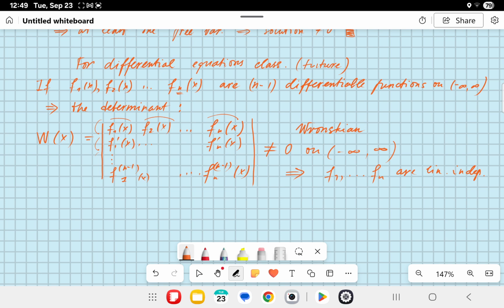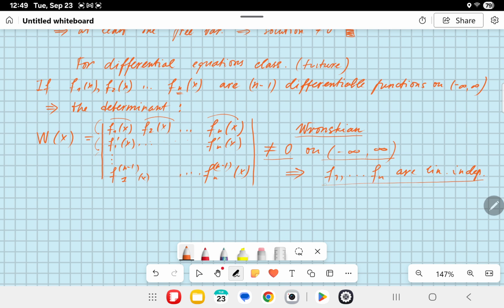And if you want to find out whether they're linearly dependent or independent, you can make up a determinant of the next shape. You place the functions in the first row. The second row you make out of derivatives of these functions, and continue with the second derivative, third derivative, until you reach the derivative n minus 1. And you make a determinant and calculate it. If this determinant, which is called the Wronskian, is not equal to 0 everywhere on the number line from negative infinity to positive infinity, then your functions are linearly independent.